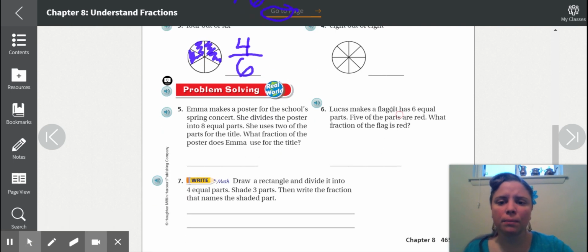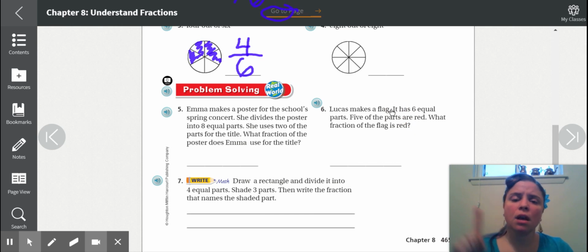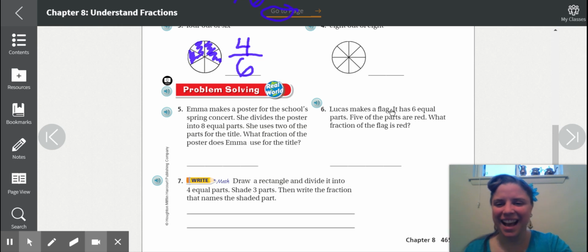All right, let's do problem solving. And of course, when we do problem solving, we read the problem through once. We underline what it's asking us to find, and then we circle the important information. Emma, hi Emma. Emma makes a poster for the school's spring concert. She divides the poster into 8 equal parts. She uses 2 of the parts for the title.